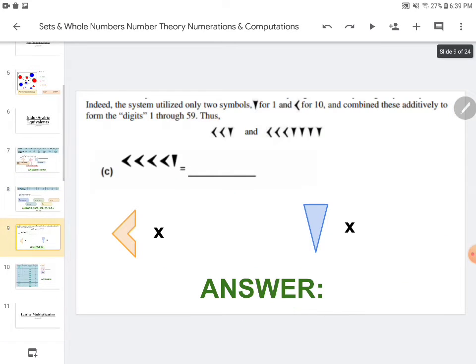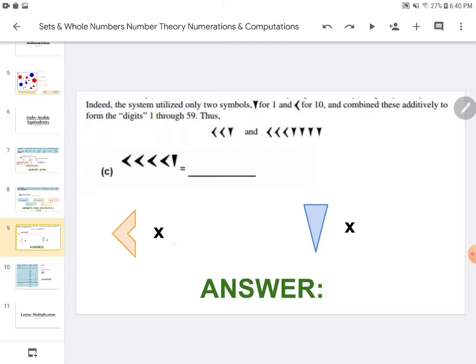Now for our next problem, this one is definitely strange. It's actually a set of shapes that represent different numbers. And all we're going to do is look at our problem. We're given 4 of the arrows to the left and 1 of the upside down triangles. And since we don't have a chart, in the wording that we have at the top of our problem, we realize that an upside down triangle is going to be equivalent to 1, and a left arrow will be equivalent to 10.